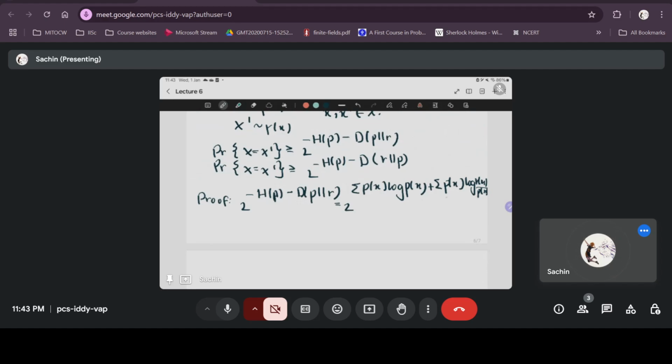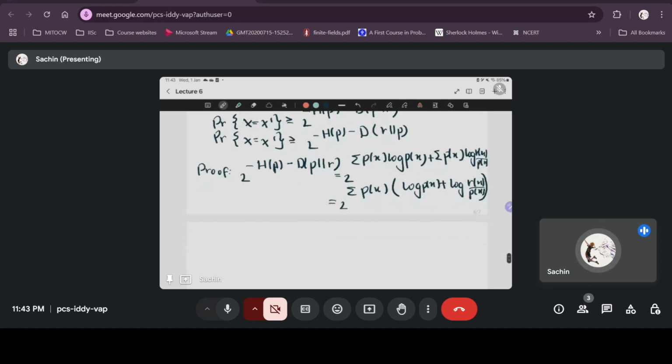Then summation, you group all the terms together. You'll get summation of p of x log p of x plus log of r of x, p of x log r of x by p of x. Then take the p of x common. Write this as summation p of x times log p of x plus log r of x by p of x. But log a plus log b is log ab.